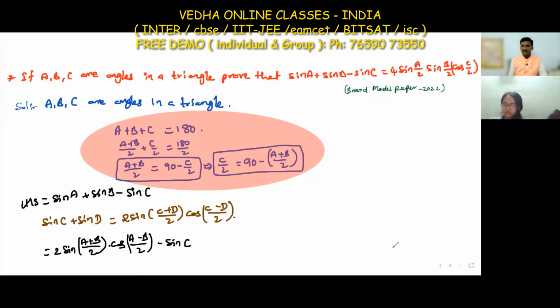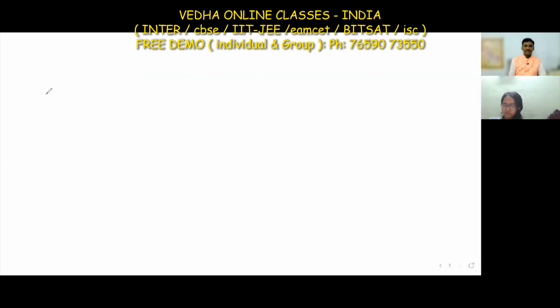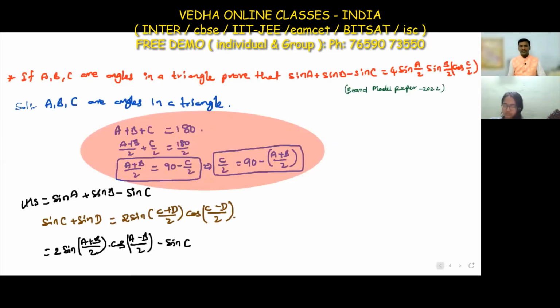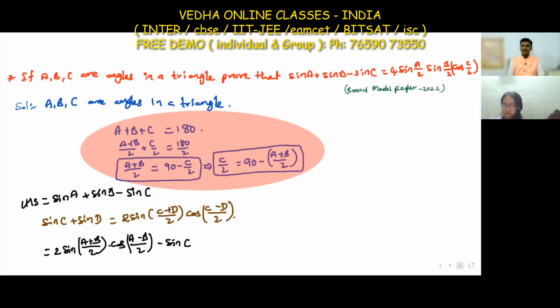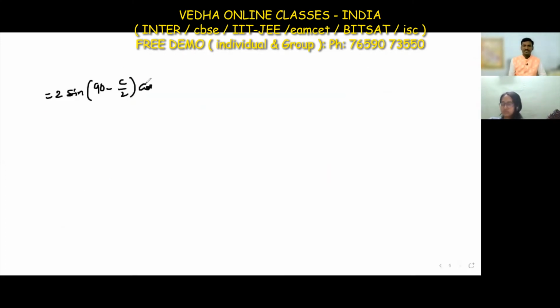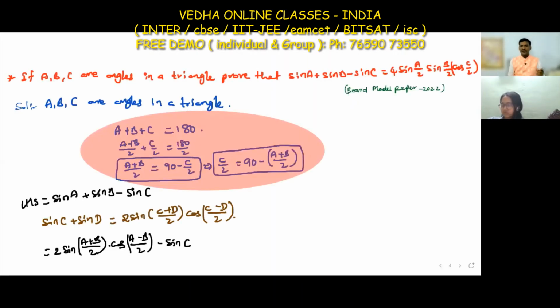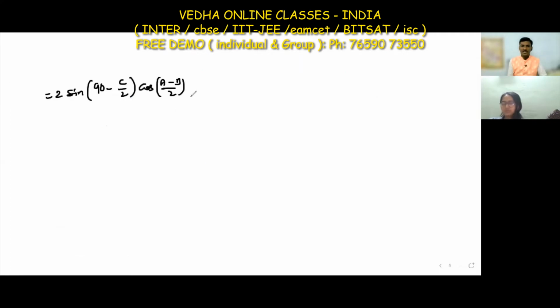So I am going to write this with 90 minus C by 2. That is equal to 2 into sine of 90 minus C by 2, since A plus B by 2 is written as 90 minus C by 2. The remaining cos of A minus B by 2 stays as it is, minus sin C.